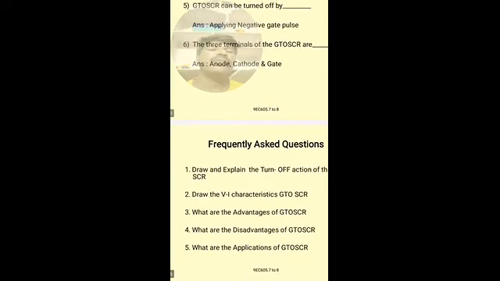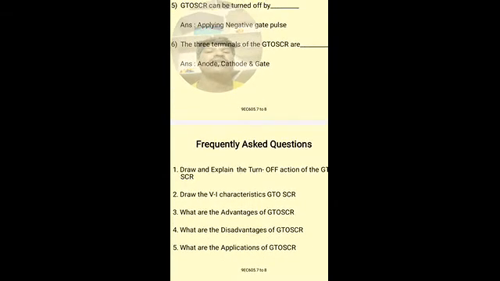So questions coming on the topic are: draw and explain the turn off action of the GTO SCR. Explain the VI characteristics of GTO SCR. What are the advantages of GTO SCR, the disadvantages of the GTO SCR, and the applications of the GTO SCR?